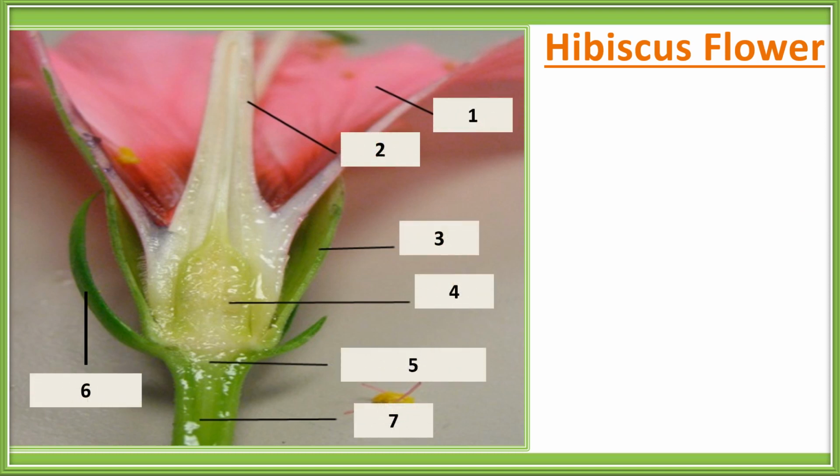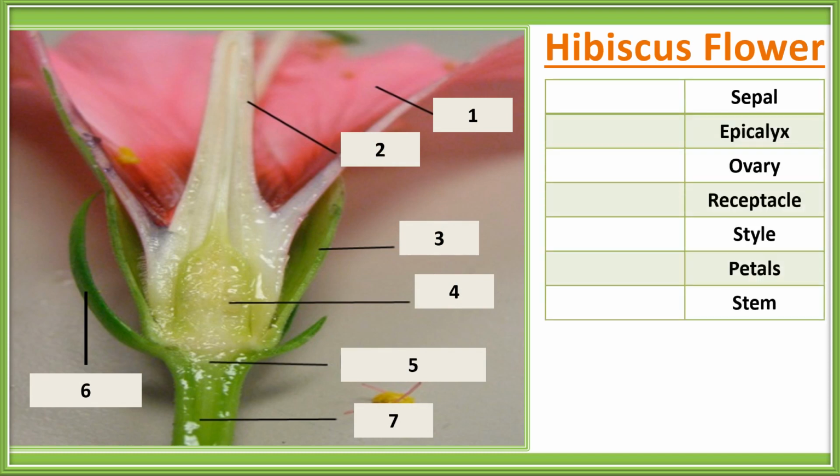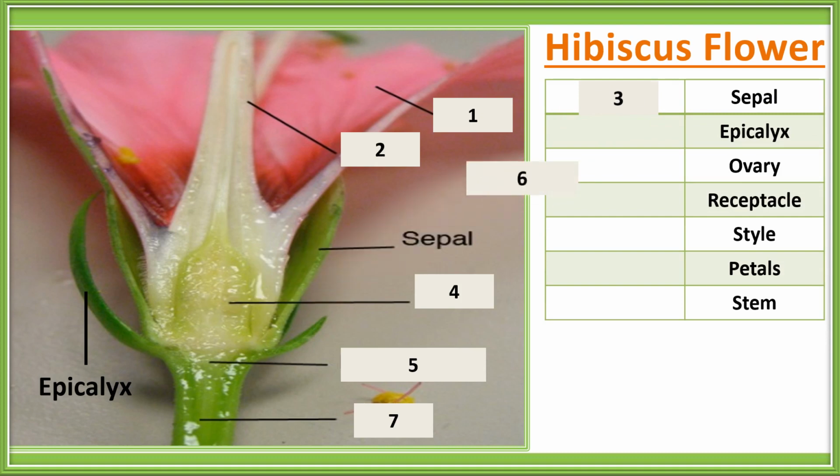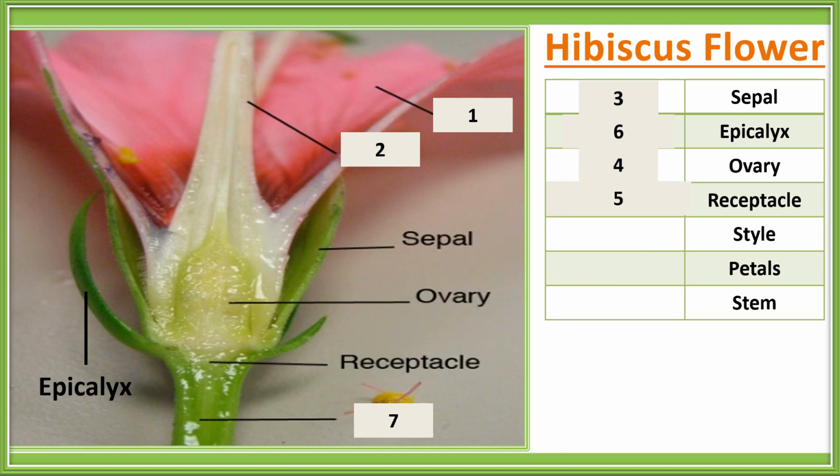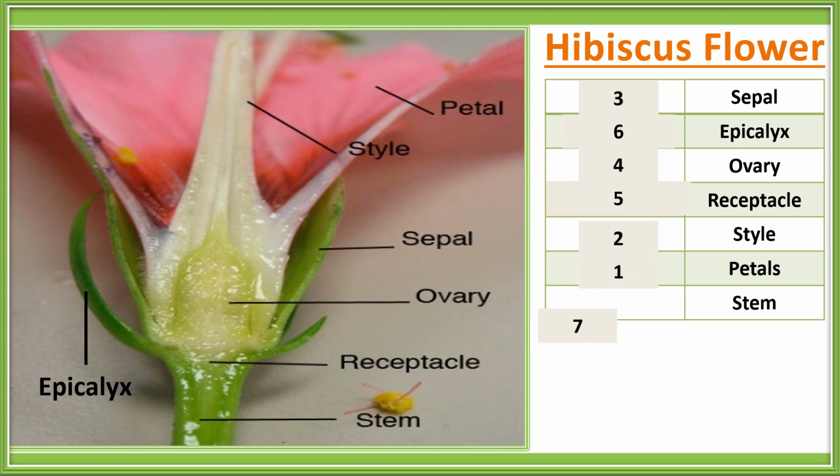So now when we cover them, is it possible for us to identify them? The sepal, which number is the sepal? Is number 3, epicalyx, number 6, ovary, 4, receptacle, 5, style, 7, 2, petals, 1, and then the stem, 7.